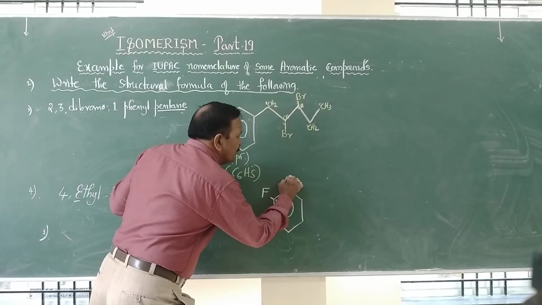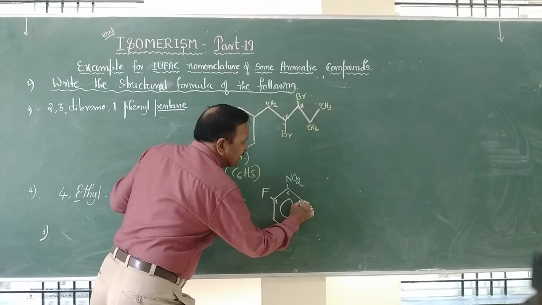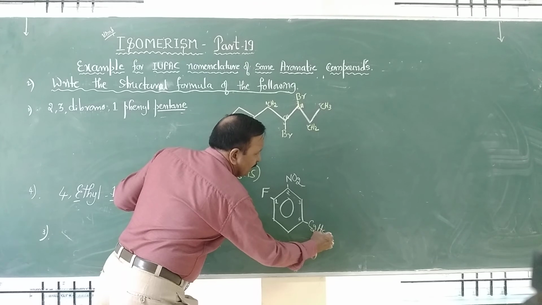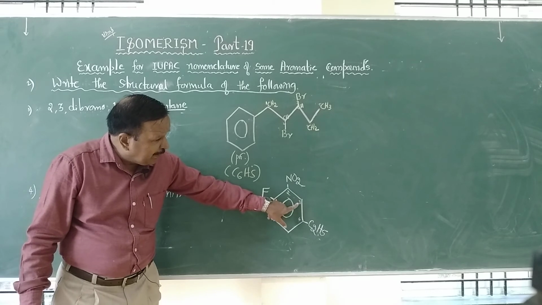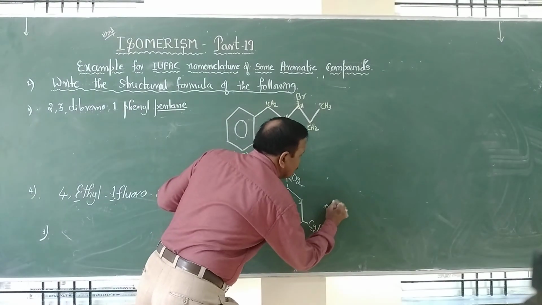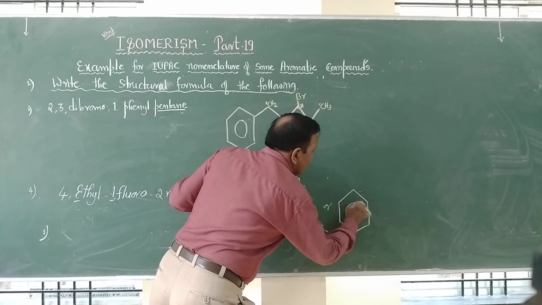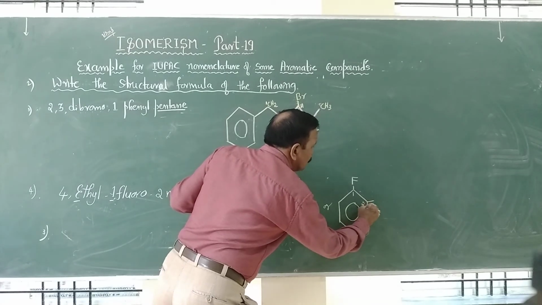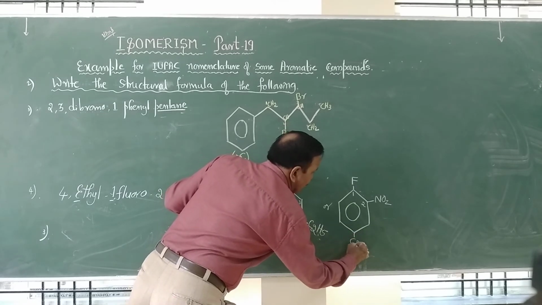Then 2 should be nitro, numbering should be clockwise. This is 2, this is 3, this is 4, and this will be the ethyl group. Or you can write fluorine here, then 2 will be the nitro group and 4 will be ethyl. Or you can write it like this also. Doesn't matter. If you prefer number 1 fluorine here only, then this is 1, this 2 is nitro, and 4 will be the ethyl group.